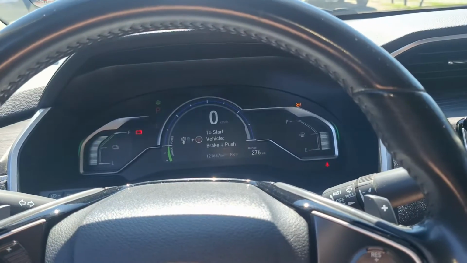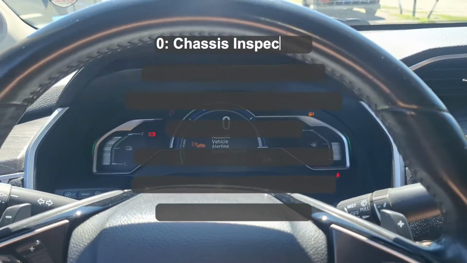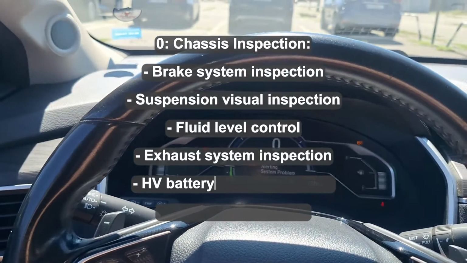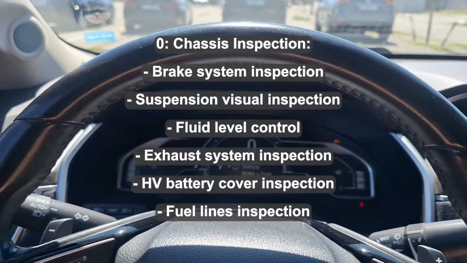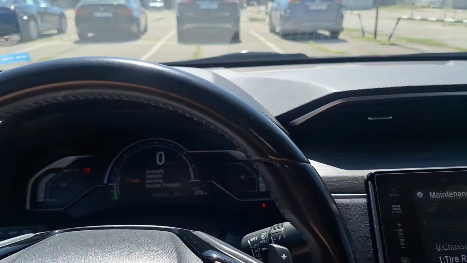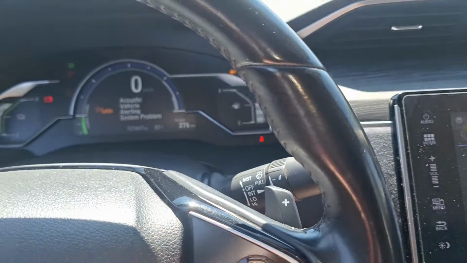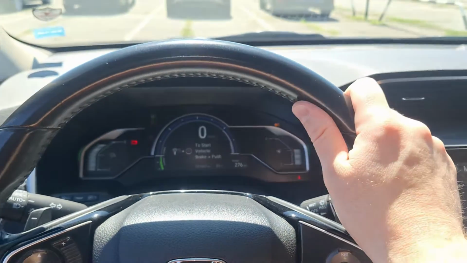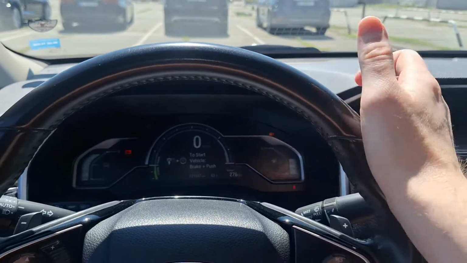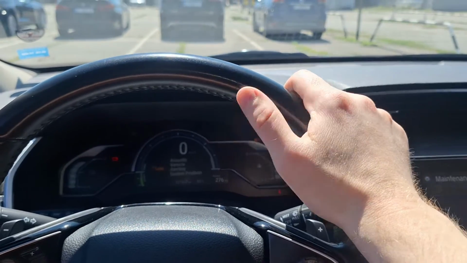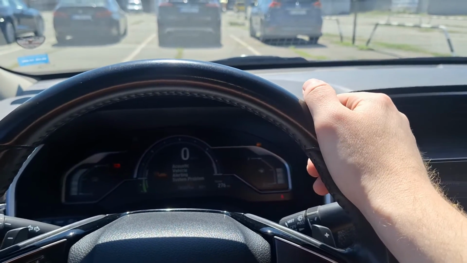Well, chassis inspection means that you need to inspect brakes, suspension, fluid levels, exhaust system, high voltage battery cover, and fuel lines. This is what the Honda owner's manual says. But you don't need to repair this, of course. You need to just inspect and make sure that everything is dry, everything looks good, and nothing requires service among these items.